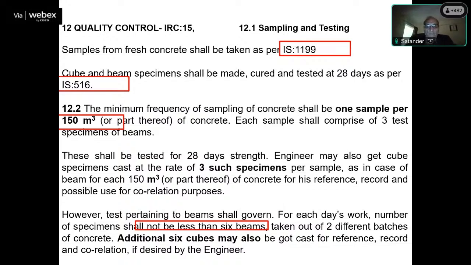Here quantity is more. Here the batching plant has 140 cubic meter per hour capacity. In the case of bridges, we use a 30 or 60 cubic meter batching plant, and the quantity is less. In the case of concrete road, paver speed is 1 meter per minute. The quantity of sample, meaning frequency, is less. So minimum 3 cubes per day, minimum 6 beams per day is required as per IRC 15, clause 12 for quality control for the concrete road.